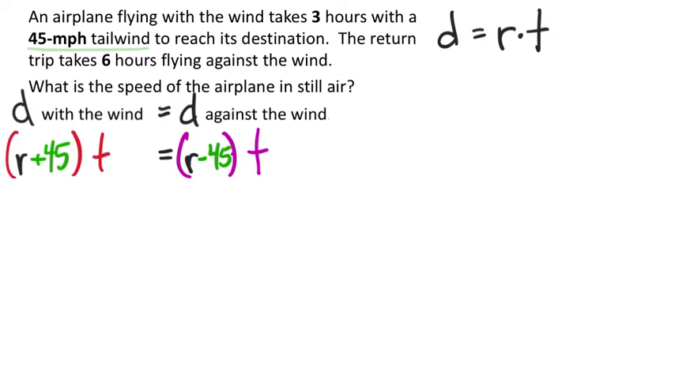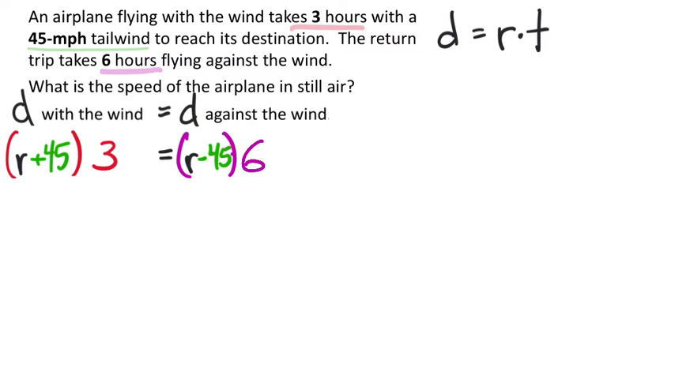And then we have the two times as well. So the time with the wind was 3 hours. The time against the wind was 6 hours. So let's get those replaced as well. This is with the wind, and that will be 3 hours. And then against the wind, which is 6 hours. Okay. Well, now we have the equation.